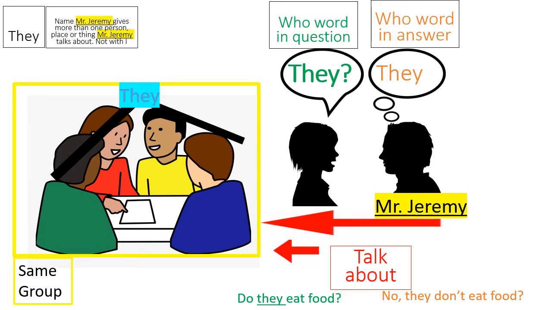So if the who word in the question is they, as in do they eat food, and Mr. Jeremy is talking about this group inside the yellow box, then my answer is no, they don't eat food, or yes, they do eat food. That's an anytime question and answer, when you are talking about more than one person, place, or thing in the same group.